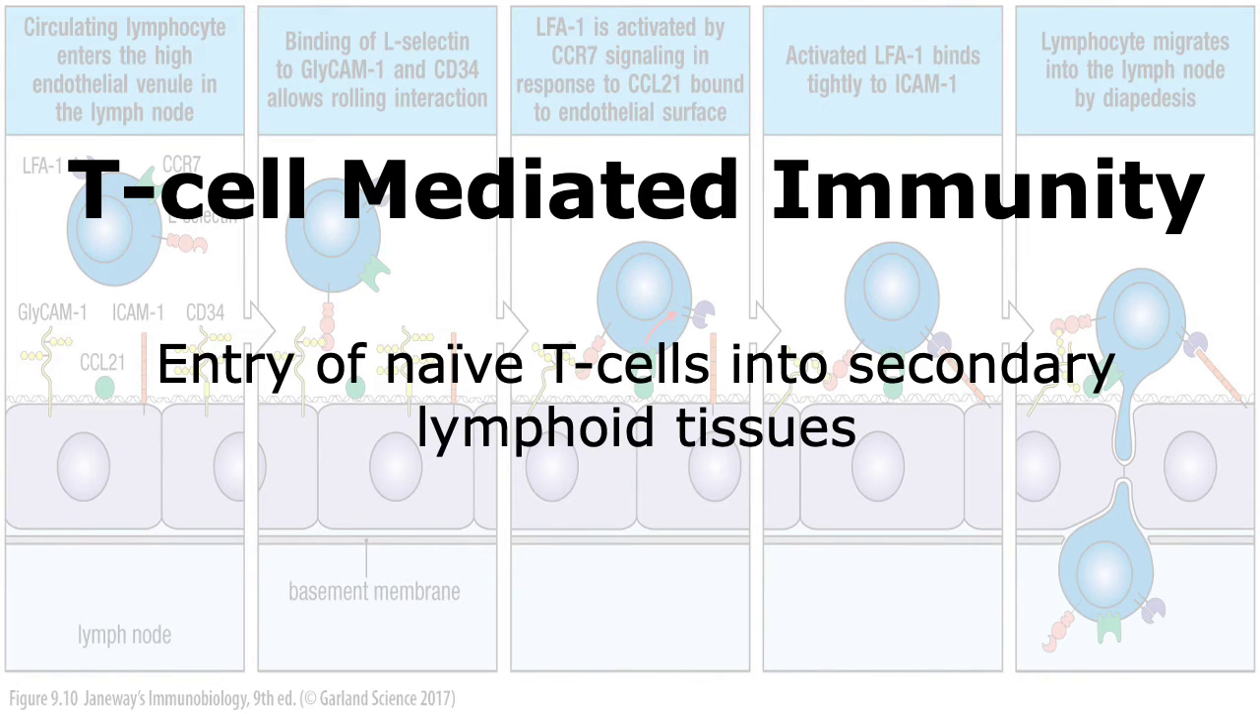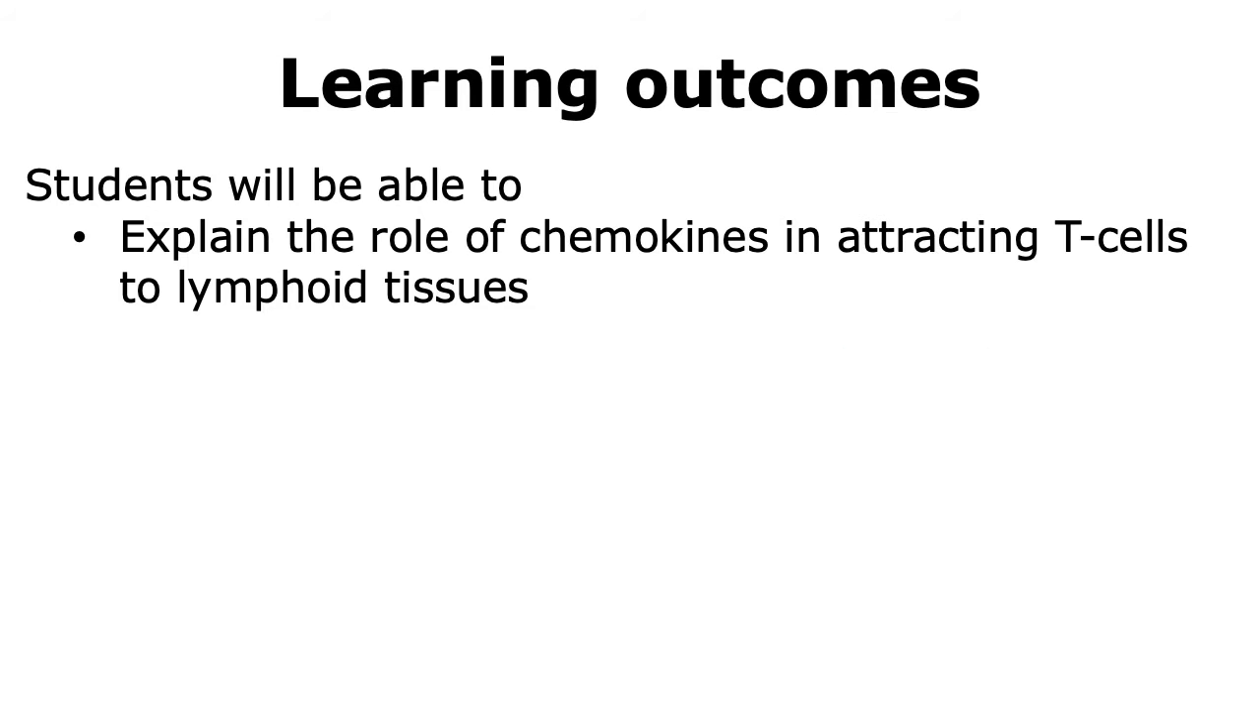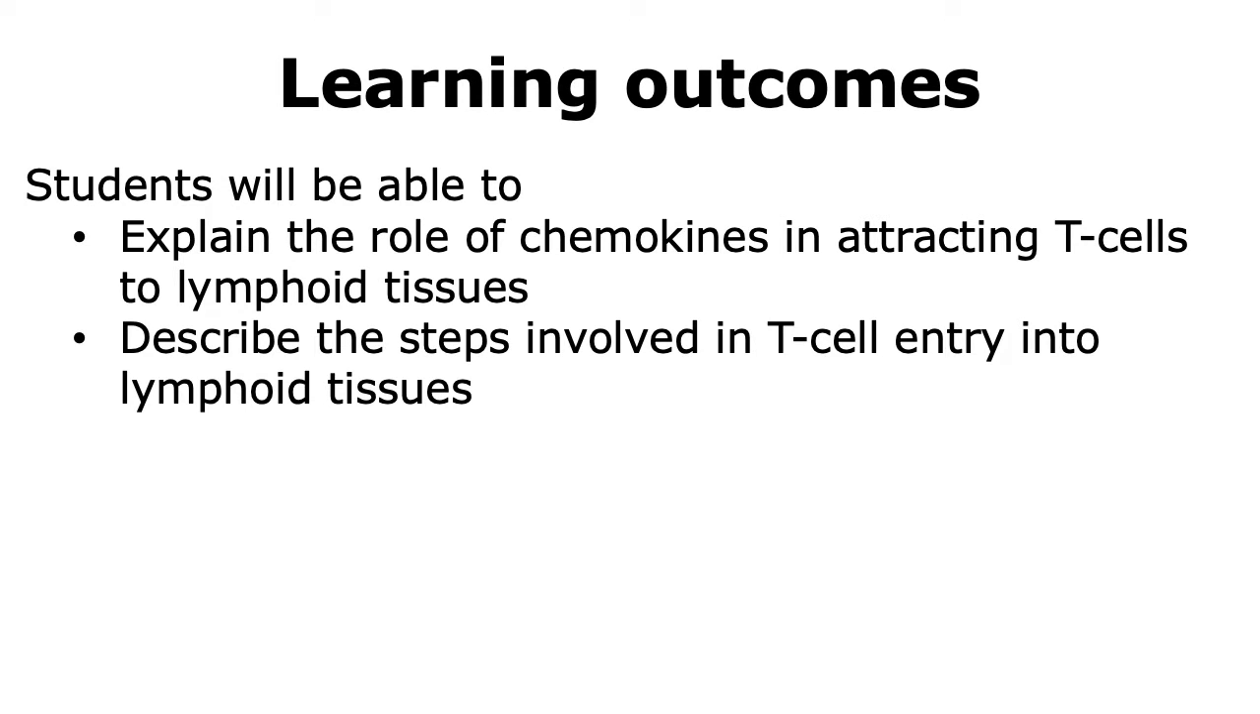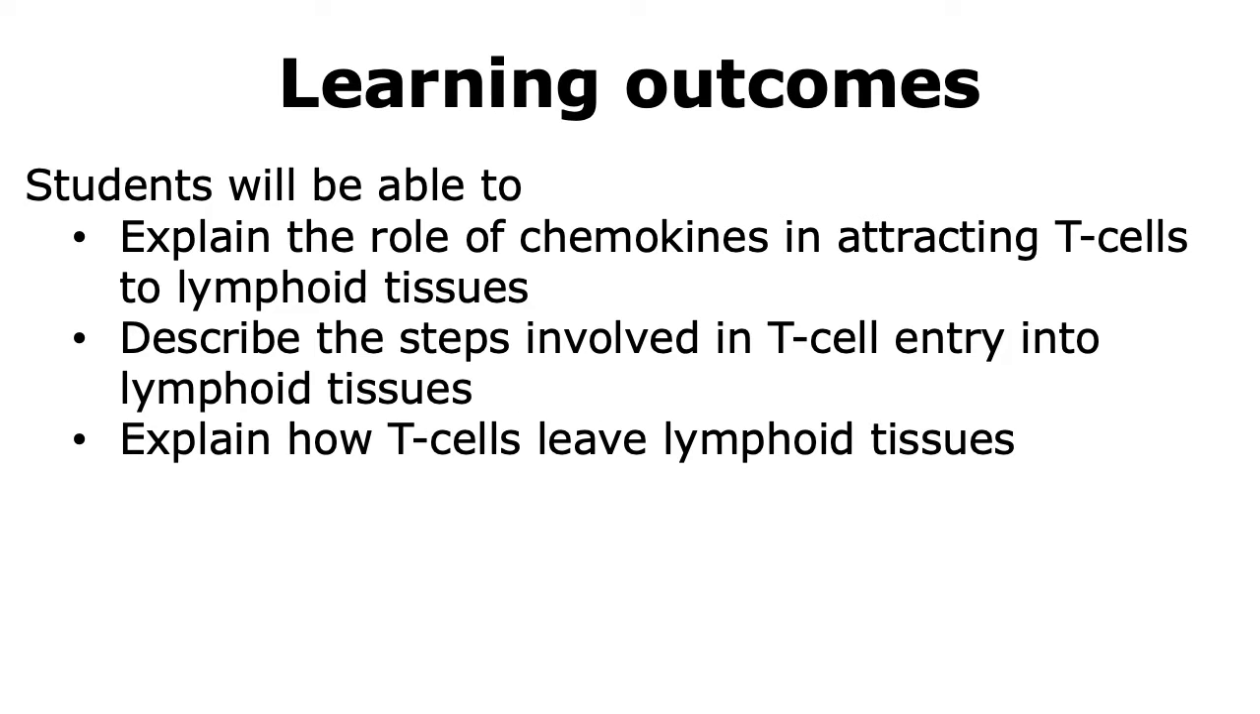Welcome to the T-cell mediated immunity module. In this talk, we're going to learn about how naive T cells are able to enter secondary lymphoid tissues. We will first learn about the role of chemokines in attracting T cells to lymphoid tissues, followed by the steps involved in the T cell entry into these lymphoid tissues. Once they have entered, we learn about how they leave the lymphoid tissues.